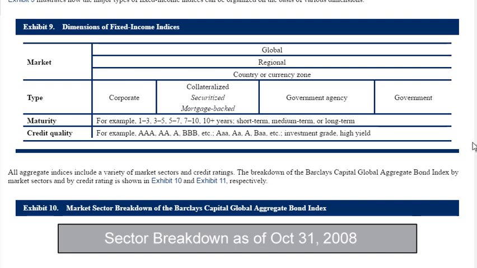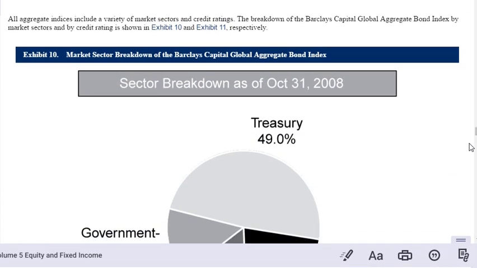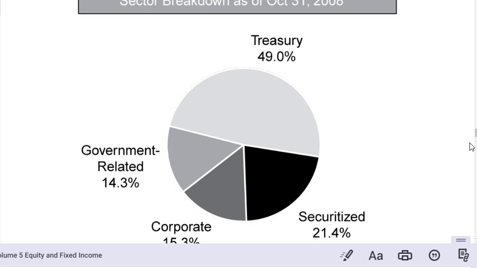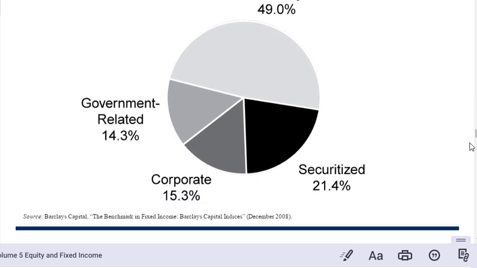Okay. And so that, again, I encourage you to always go through and scan through. What is this last little graphic? It's just a market sector breakdown of the Barclays Capital Global Aggregate Bond Index. That's another big one. And you can see 49% treasuries, 14.3% government related, 15.3 corporate, and 21.4 securitized.